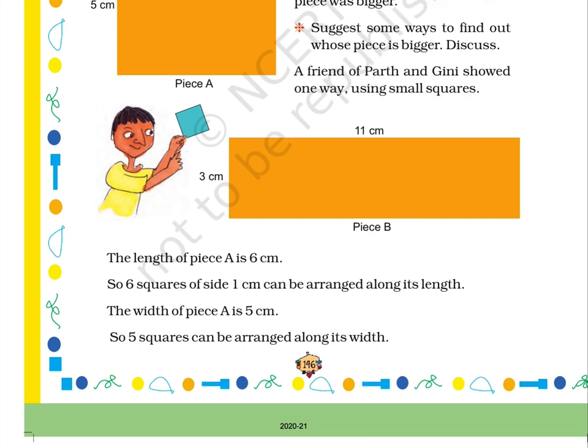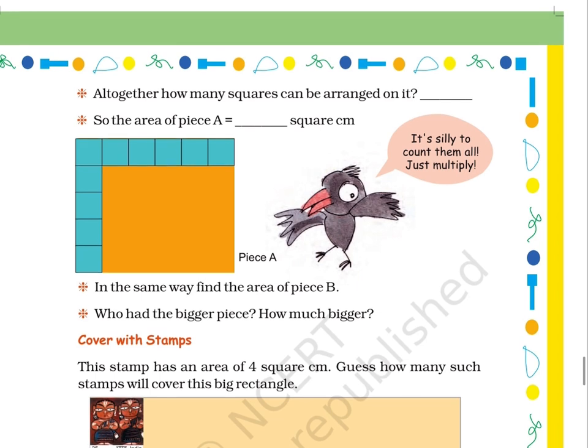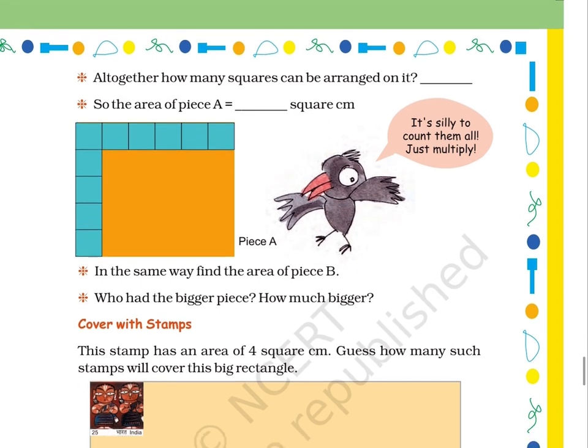The width of piece A is 5 centimeters. So, 5 squares can be arranged along its width. Page 147. Altogether, how many squares can be arranged on it? Dash. So, the area of piece A is equal to dash square centimeters.